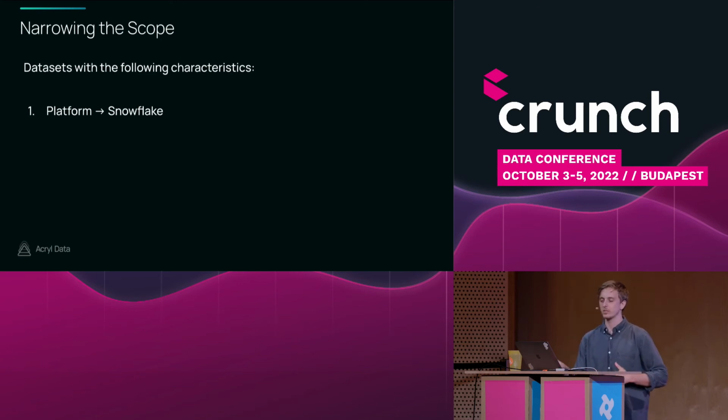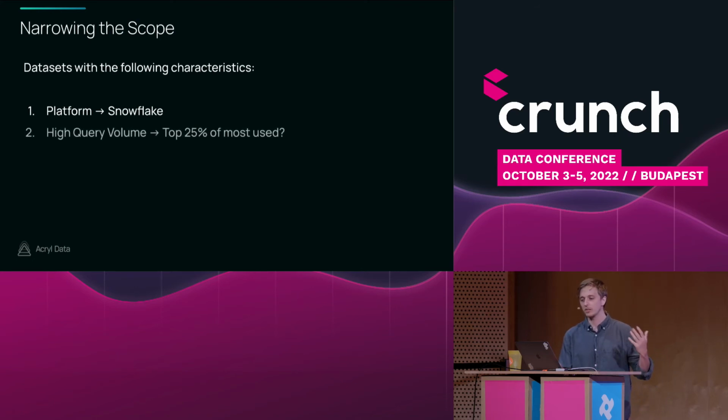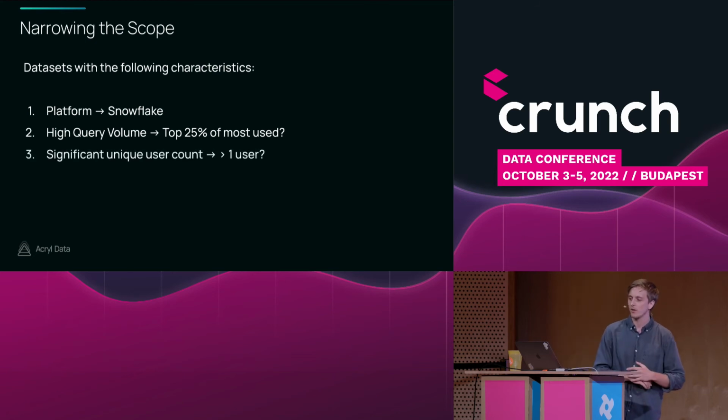And in this case, what we're going to do is look for important data sets on Snowflake. And how we define important at Long Tail is that they have a high query volume. So maybe they're in the top 25 percentile of the most used tables on Snowflake. The second is around how many users actually use the table, right? So maybe we can use unique user count as a proxy for importance.